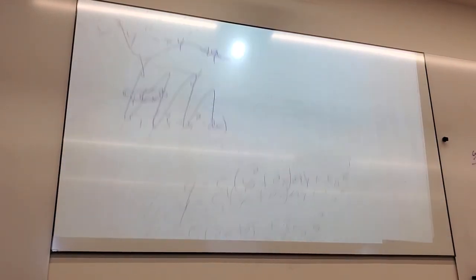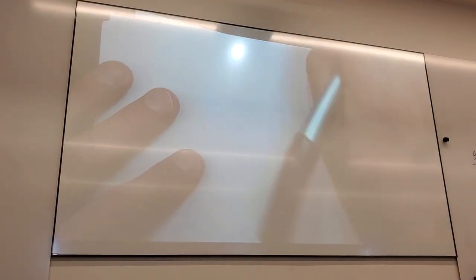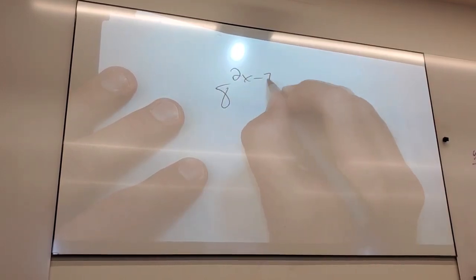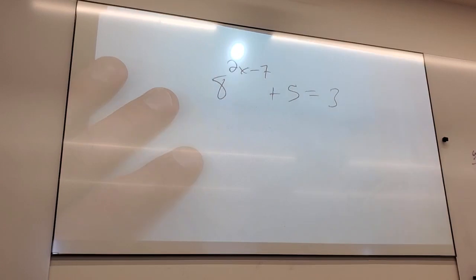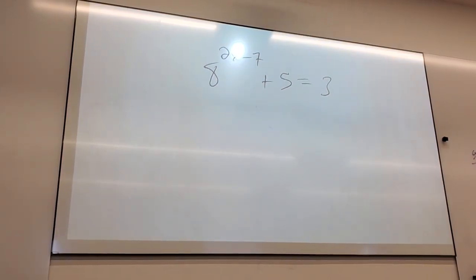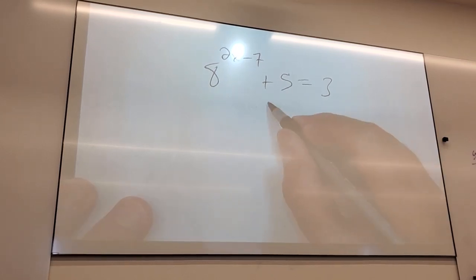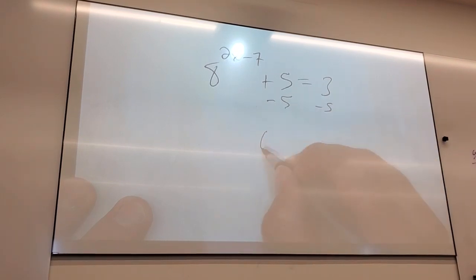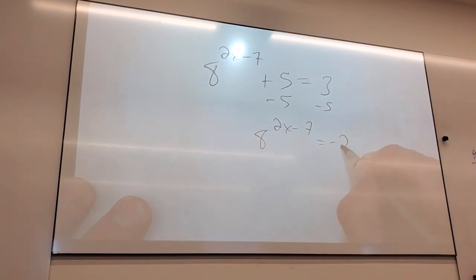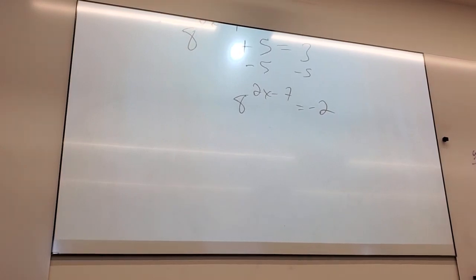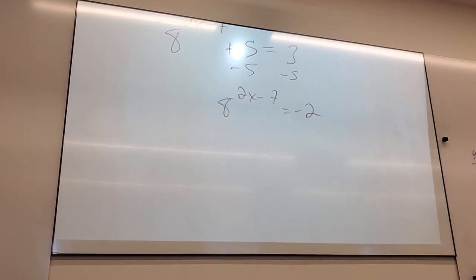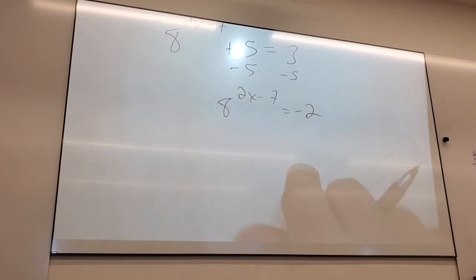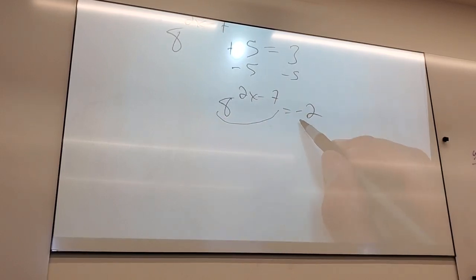What if I ask you this question? First step. Start with a 5. Good. Do what? Subtract it from both sides. And you're going to go log. Am I? Well, if you try to, your calculator's going to freak out. Oh, yeah. So this is saying 8 raised to a power equals a negative number.